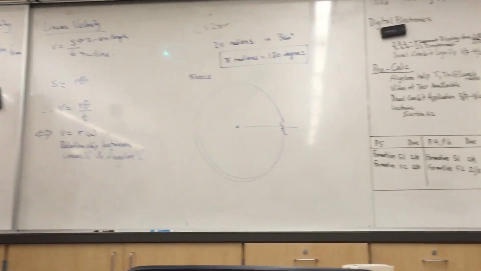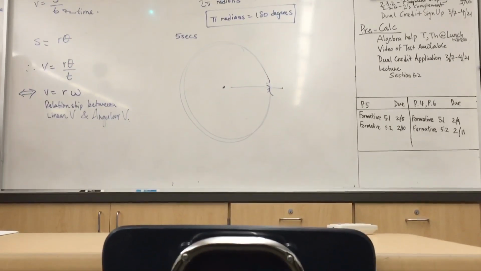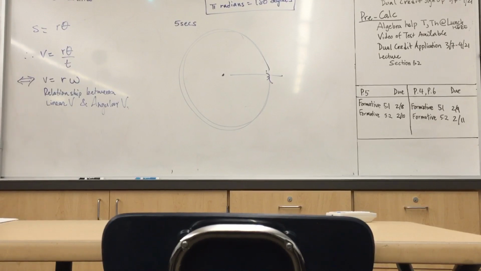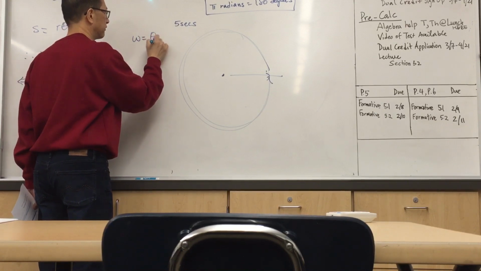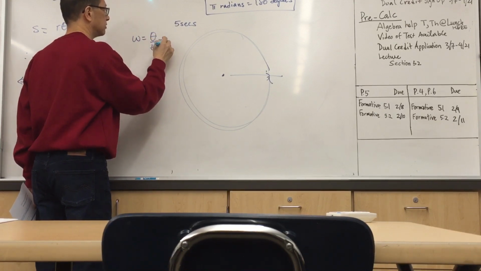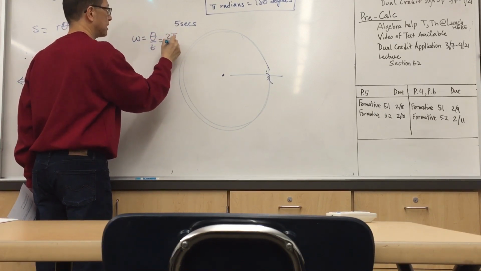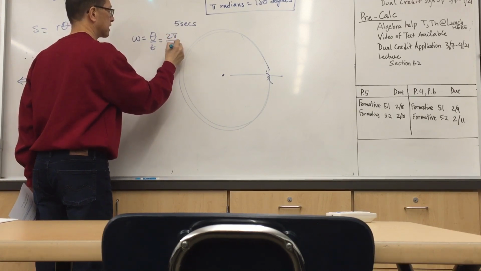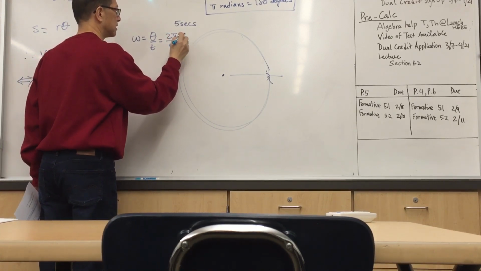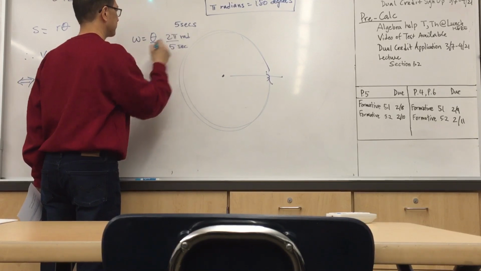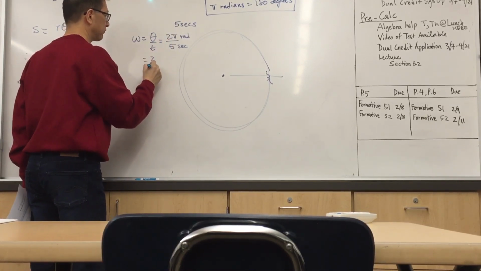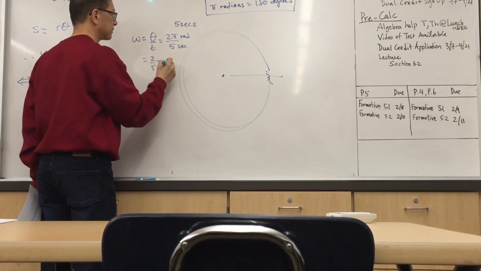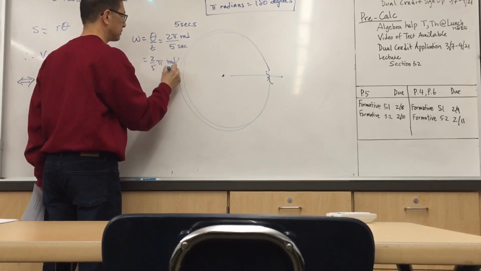So the angular velocity is omega, which is equal to theta over t. So this is equal to 2 pi in 5 seconds, so this is 2 over 5 pi radians per second.